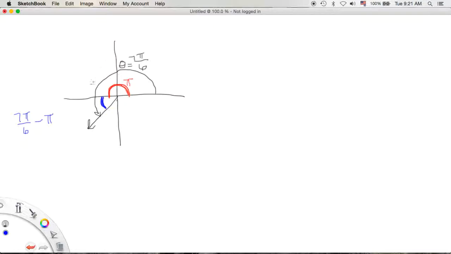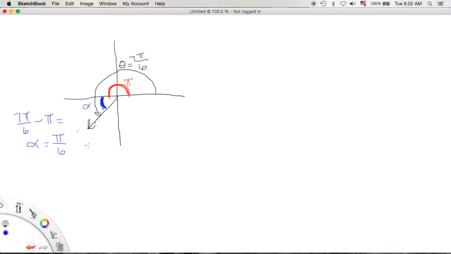So we have this whole angle here. We just want the reference angle, which goes to the nearest x-axis. So there's a straight line piece that we need to get rid of. So we're going to subtract pi. So when you subtract that, you get pi over 6. And that is our reference angle. We'll call that alpha.